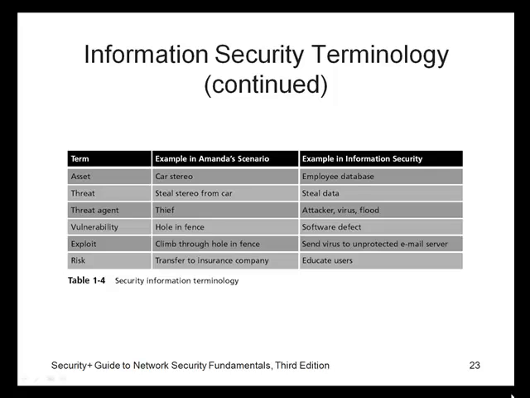Or how about TJ Maxx's credit card database? That would be the asset. The threat: steal the car stereo, steal the data. We want to get that information so that we can sell the credit cards.